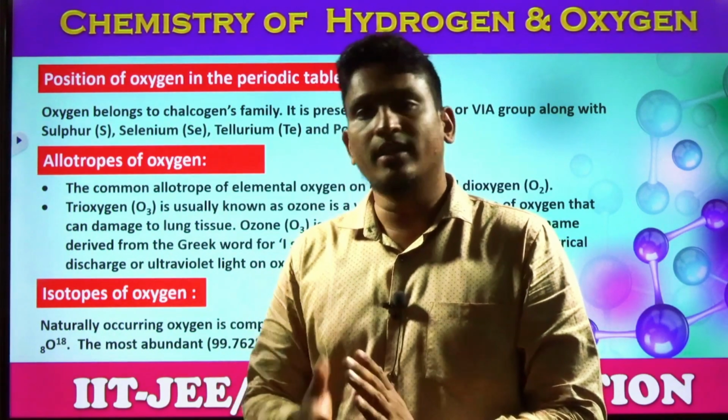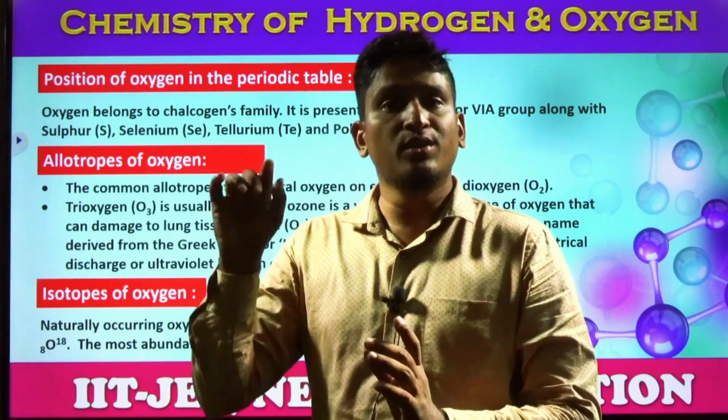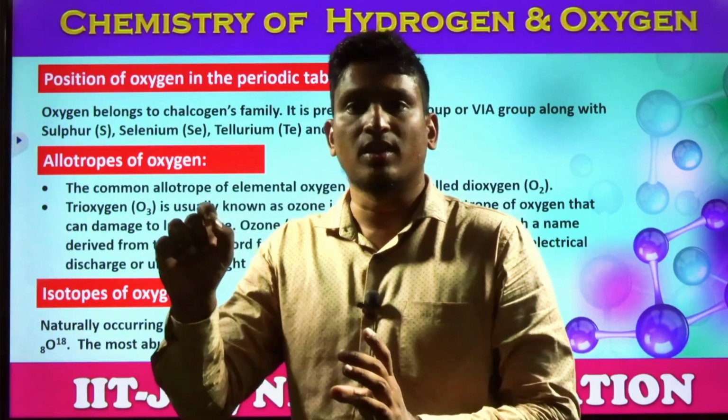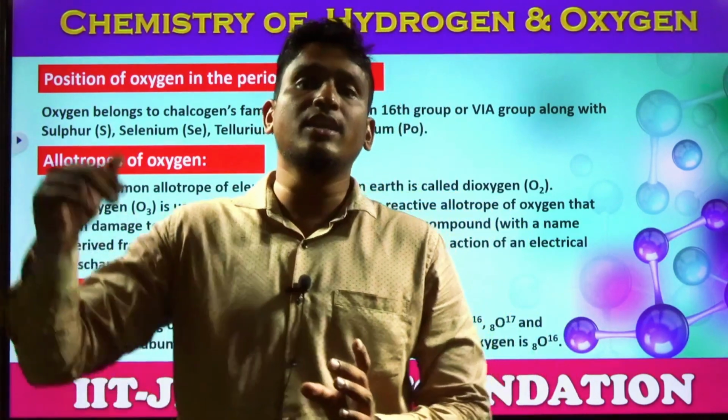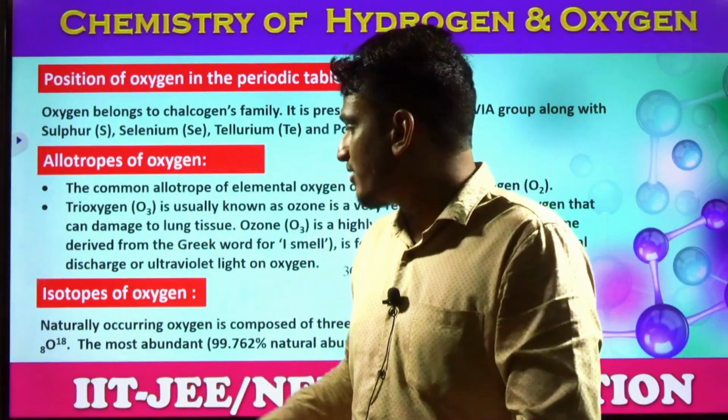Next, O17. How many protons? 8 protons, 8 electrons but 9 neutrons. One excess neutron is present. O18, how many neutrons? 10 neutrons. But in all these three isotopes, which is the most abundant, students?